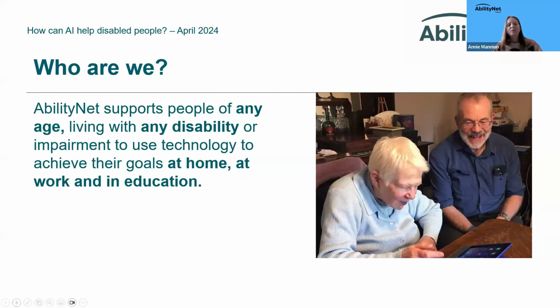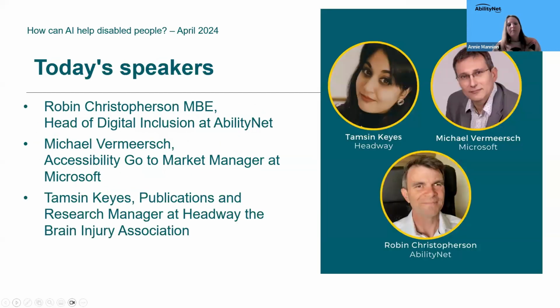We're now more than 25 years old, and we support older people and disabled people living with any disability or impairment to use technology to achieve their goals at work, at home and in education. And we do this by providing specialist advice, accessibility testing and training, and free information like our fact sheets and this webinar. So today we're going to be discussing how can AI help disabled people?